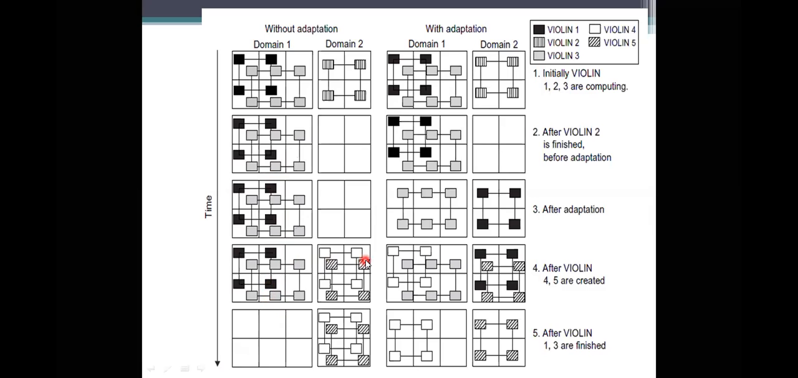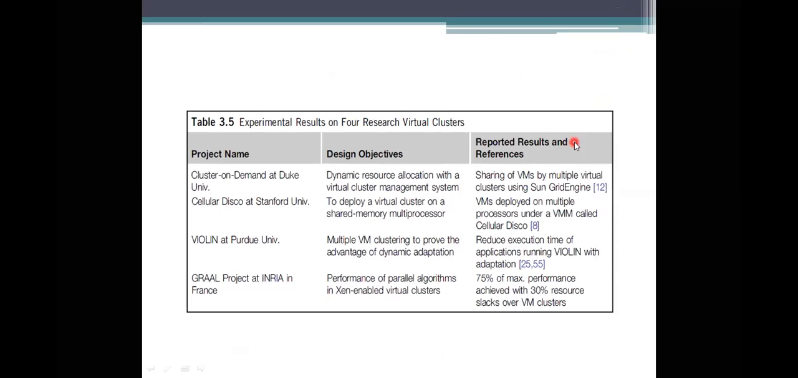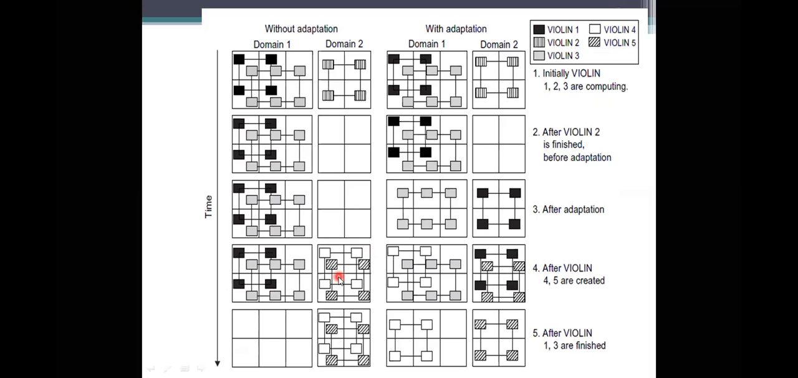Next, coming to the next one. After that, violin 4 and 5 came into existence, and they have to execute. Violin 4 and 5 are occupying this. They have been waiting for a long time. So what is happening here is that they are not executing, because the node is not capable of executing multiple systems or multiple violins at a time.